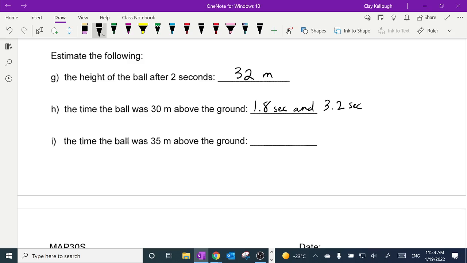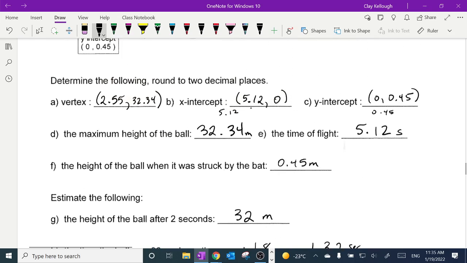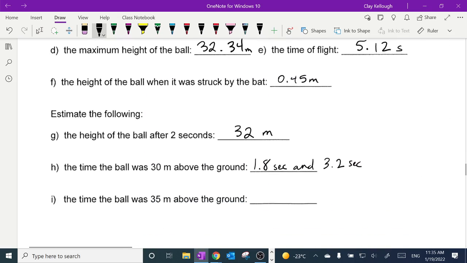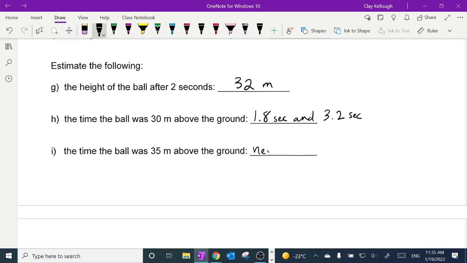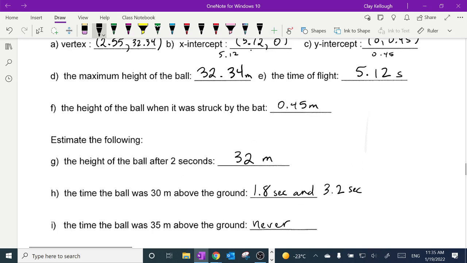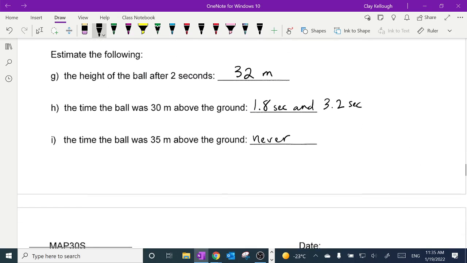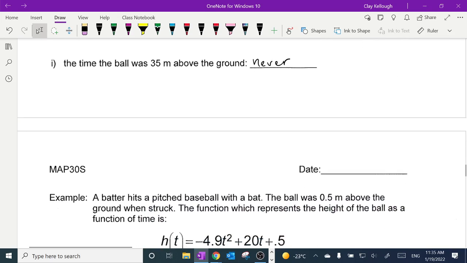And finally, one more. What time was the ball 35 meters above the ground? Look at the graph. It never gets that high, right? It never gets that high. The highest it ever gets is 32 and change. So, never. Because at time 0, it's 0.45 meters above the ground. There is no time where it's that high in this problem.